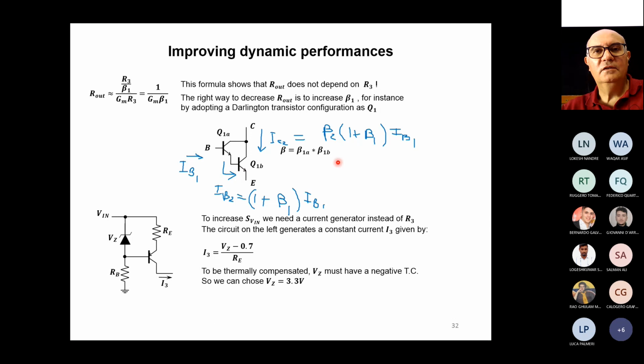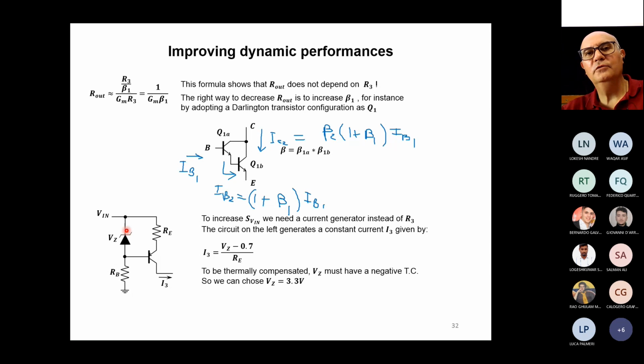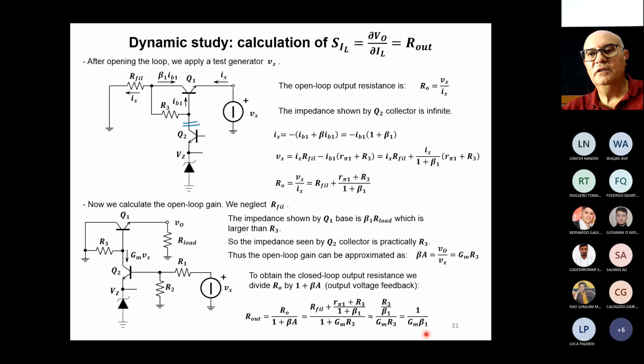So this is the trick. We must change the output transistor Q1, and instead of Q1, we use a Darlington connection like this. Okay. And that's what we can do for increasing, as I said before, this beta 1.